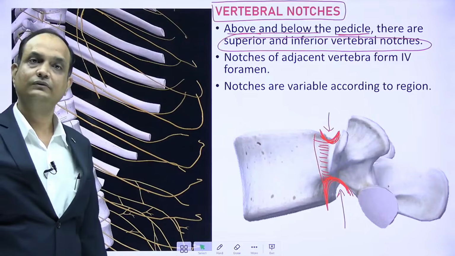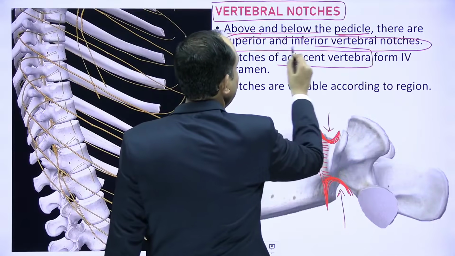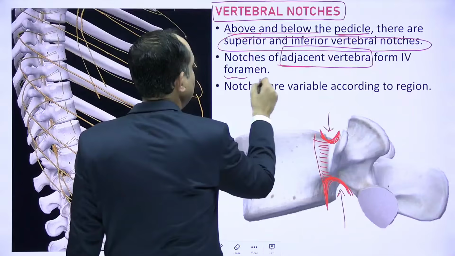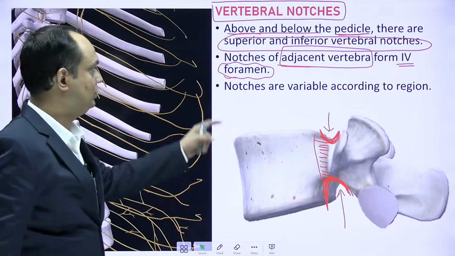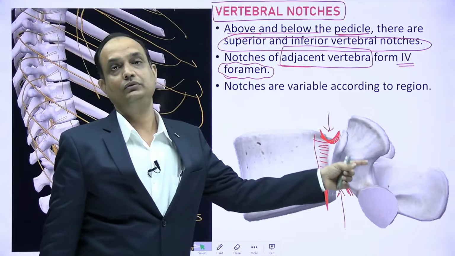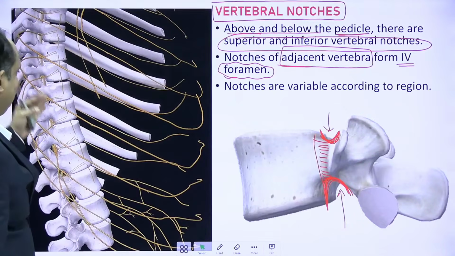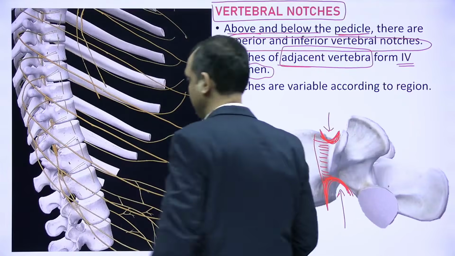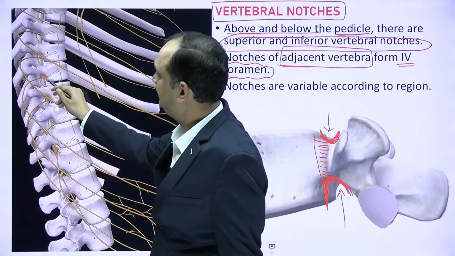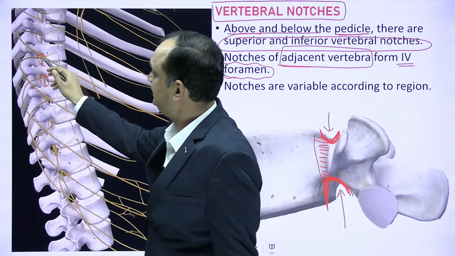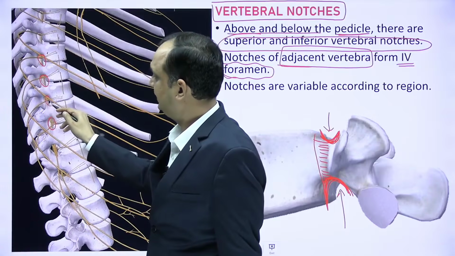Now what is the function of these notches? The notches of adjacent vertebrae fuse together to form the intervertebral foramen. Clear? And the notches are variable according to the region of the vertebral column. Clear? So now in this diagram, what you are able to understand is that these are the intervertebral foramina. Through these intervertebral foramina you can see the yellow colored nerves coming out.